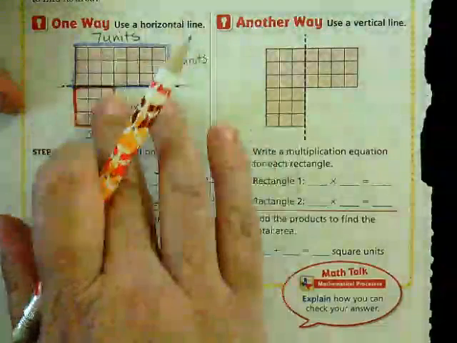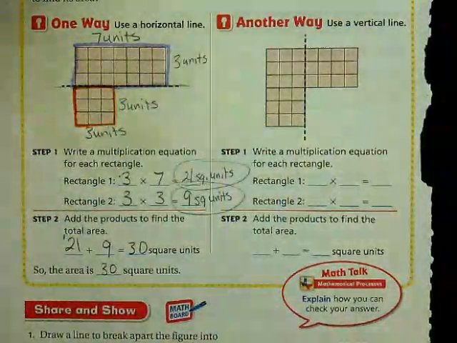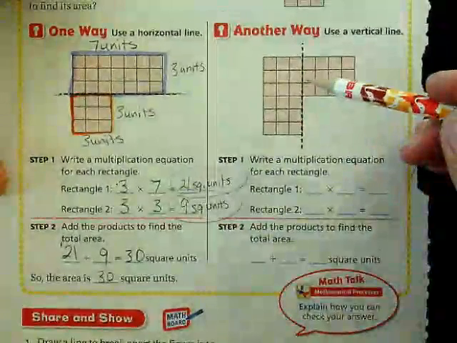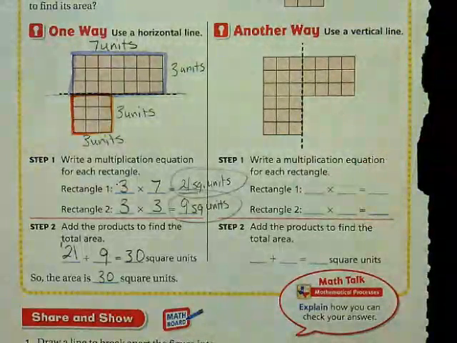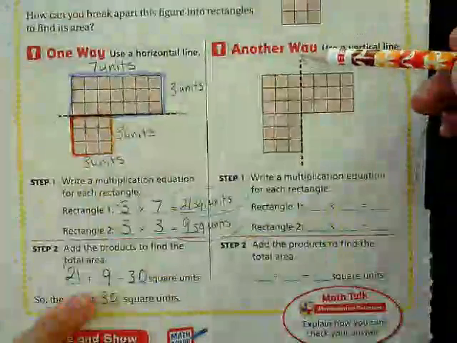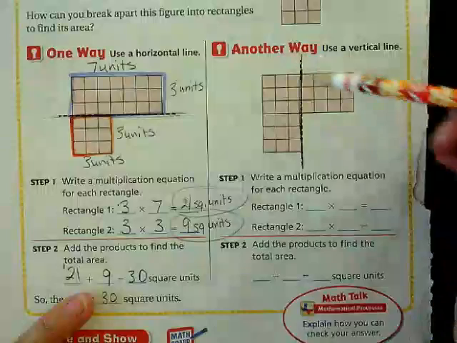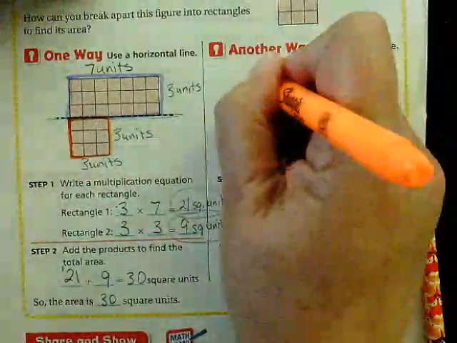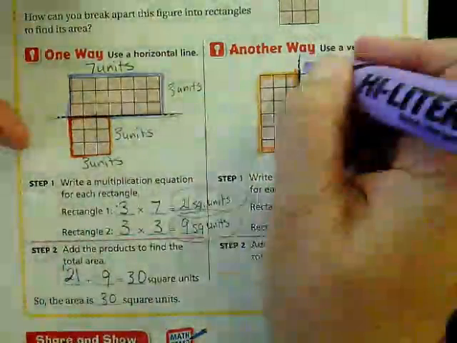Finding the area of an unknown shape is a multi-step problem. Make sure you commit that to memory because you're going to need it. So here's another way that we could find the area of an unknown or irregular shape. We can go with a vertical line. Vertical lines go up and down. Just like this one went side to side, that's horizontal; up and down is vertical. So now we're going to say an orange rectangle, and we have a purple rectangle.